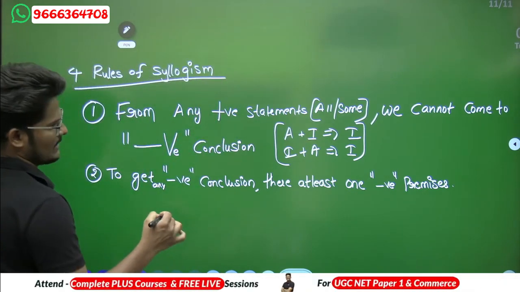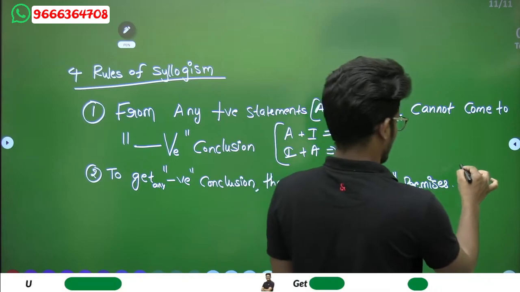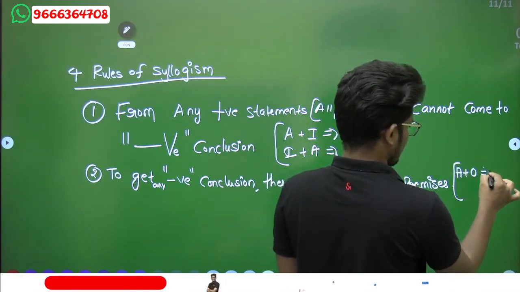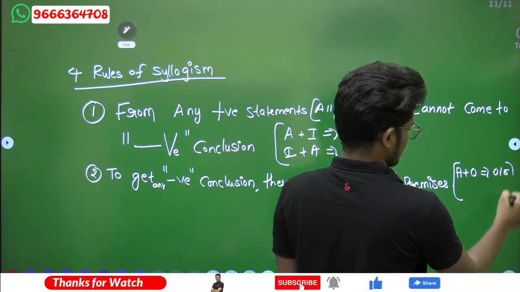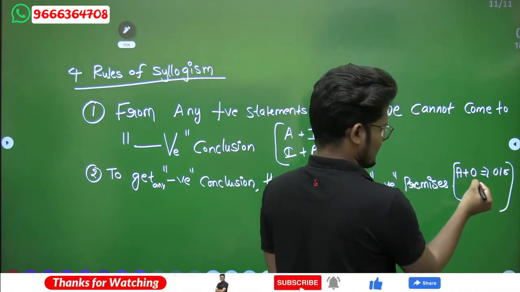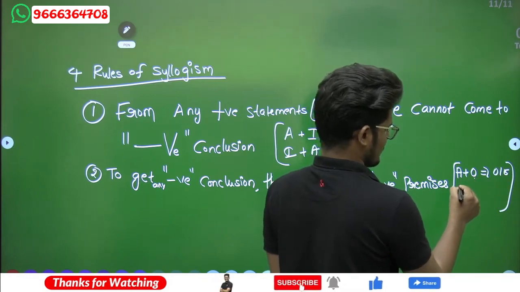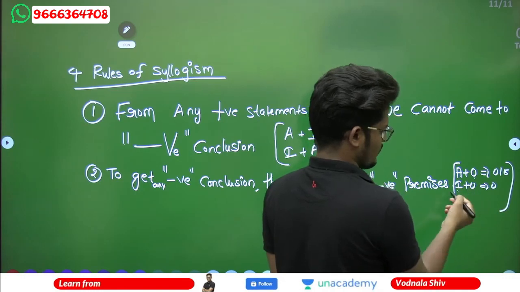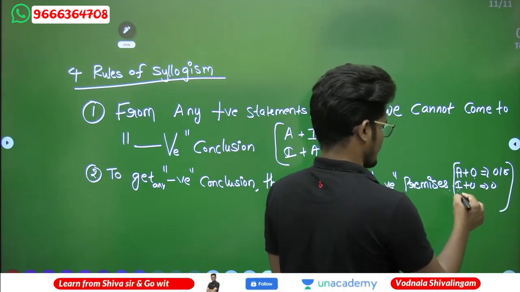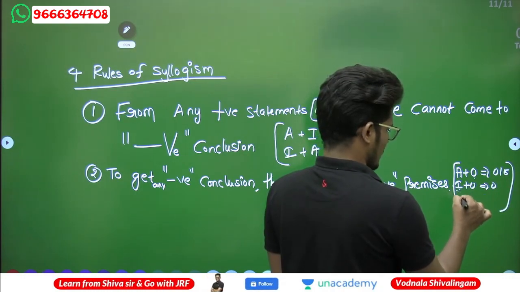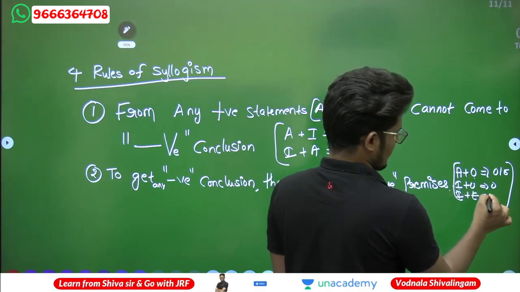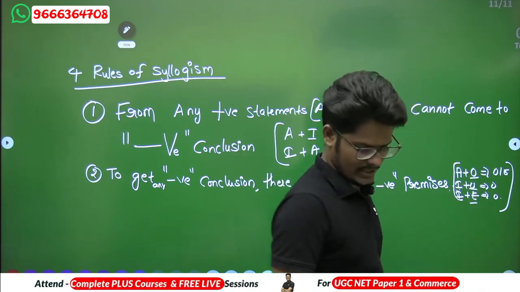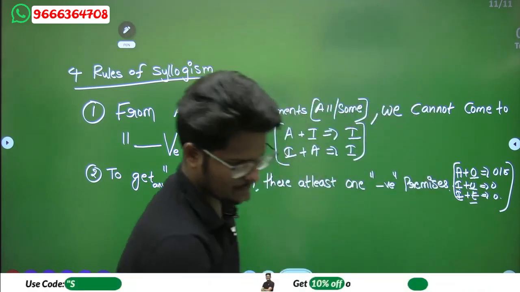Like, can I say this: A plus O can give you O or E, because 1 negative is there, so a negative conclusion is possible. I plus O, based on that O, you can get it. This is 1 positive, 1 negative. And I plus E, based on this also you can get a negative conclusion, because a minimum of 1 negative is available here.